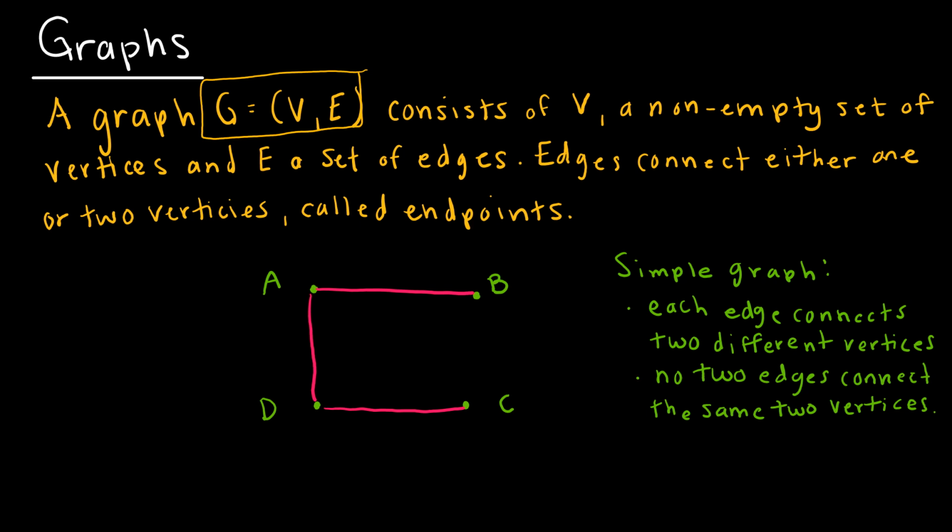It's simple because each edge connects two different vertices and no two edges connect the same two vertices. So let me give you an example of how it would not be a simple graph. Let's say I added something that went from B to B, called a loop. Going from B to B means now this is no longer a simple graph. Or if I had an additional edge connecting vertices A and D, then that would be considered not a simple graph as well. So either of those things would make it not a simple graph.